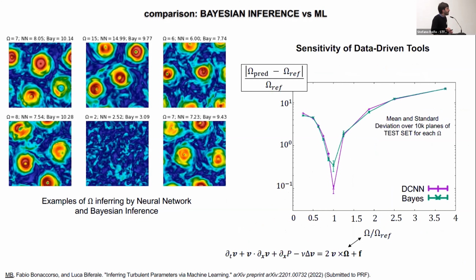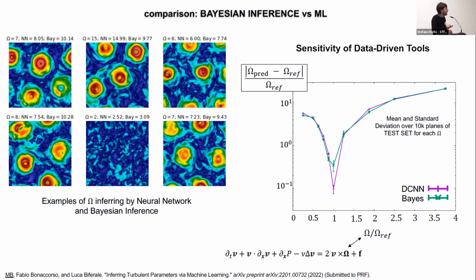So to give you a little bit the sensitivity of these data-driven tools, let's imagine that now we have planes that have been obtained for several different values of omega in our simulations, and now we want to see if our neural network or our data-driven Bayes prediction is able to identify what planes have been extracted for a particular reference value of omega.